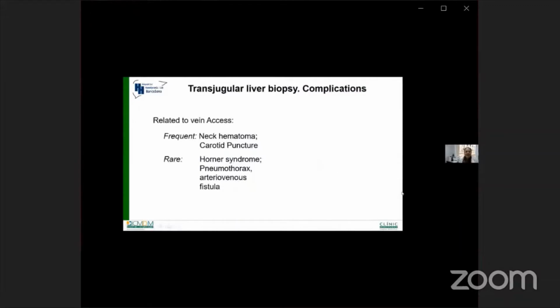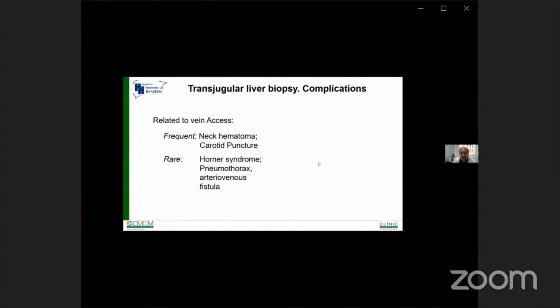What are the main complications of the transjugular liver biopsy? Well, there are some related to the vein access, and some of them are very frequent: the neck hematoma, a puncture of the carotid vein. Some are more rare and are related in most cases to the puncture of the carotid vein or the nerve. We can cause a Horner syndrome, pneumothorax, or an arteriovenous fistula.